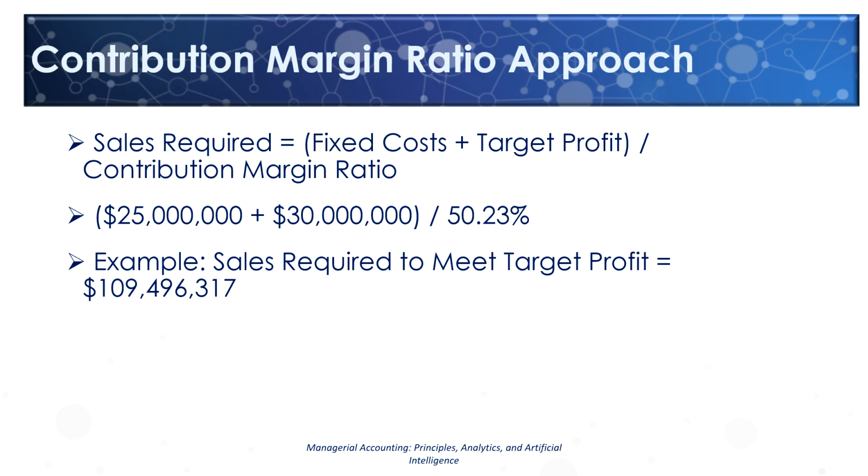We can use a contribution margin ratio approach to get the sales dollars required to meet a target profit. In this case, the sales required in dollars is equal to the fixed costs plus the target profit divided by the contribution margin ratio. The fixed costs from our previous example are $25 million plus a target profit of $30 million. Divide that by the contribution margin ratio we computed earlier. The sales required to meet the target profit are $109,496,317.